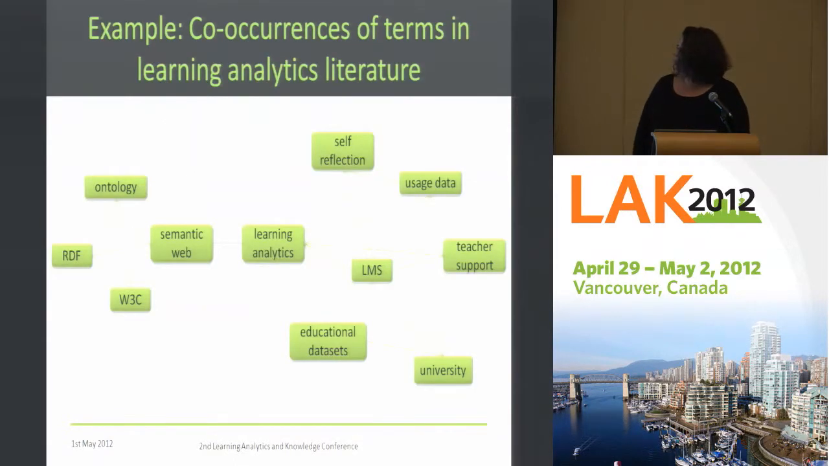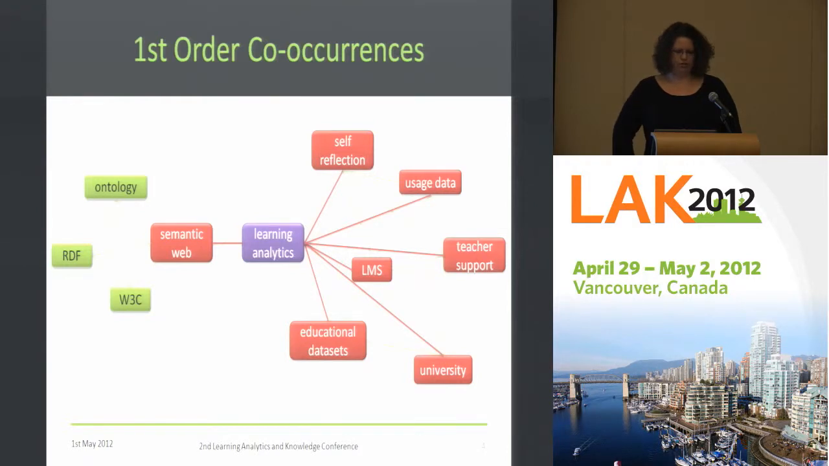So this is a graph of terms that occur often in learning analytics literature. It's totally made up, but it could be like this. If 2 terms are connected, that means they often co-occur together, for example, in a paper. You see learning analytics and self-reflection significantly often co-occur together, as well as learning analytics and semantic web. So these are the first order co-occurrences of learning analytics.